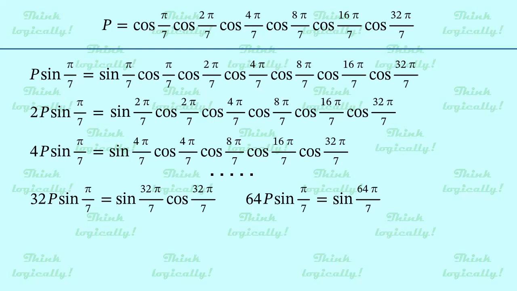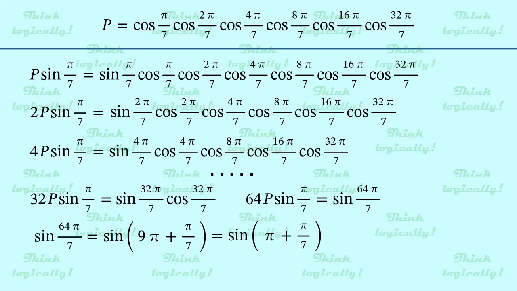Dividing 64 by 7 gives 9 and 1 the remainder. Therefore, sine of 64 pi over 7 equals sine of 9 pi plus pi over 7. We know that 2 pi is the least positive period of sine function. Therefore, 8 pi is one of its periods. This means that we can happily drop 8 pi inside the sine, which leaves us with sine of pi plus pi over 7. According to one of the symmetry properties, this is negative sine of pi over 7.